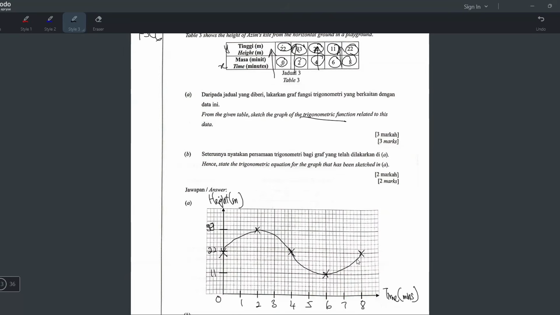Yeah, just make sure it has the shape of the sine graph. Okay, this is good enough. Okay, sketch the graph, so 3 marks. So A is done, right? Okay, B: state the trigonometric equation for the graph that has been sketched in A.